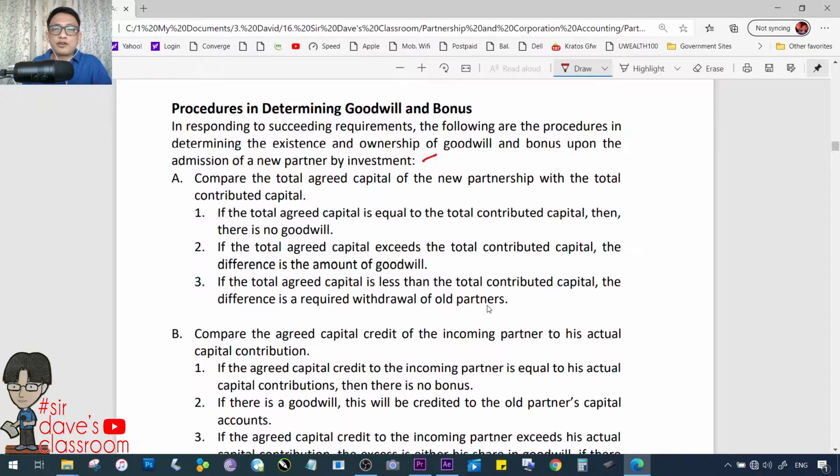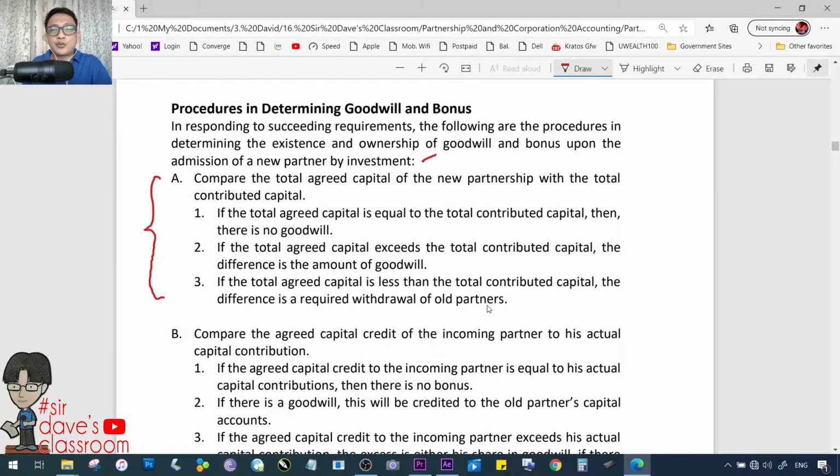However, since we are over already with Chapter 1, parang ito lang yung formal way of telling Chapter 1 using our accessidip technique, kung naaalala mo pa. In essence, ito din yung sinasabi nung ating technique na yon. So let's just get over this. Just in passing, for letter A, compare the total agreed capital of the new partnership and the total contributed capital. If the total agreed capital is equal to the total contributed capital, then there is no goodwill. If the total agreed capital exceeds the total contributed capital, the difference is the amount of goodwill.